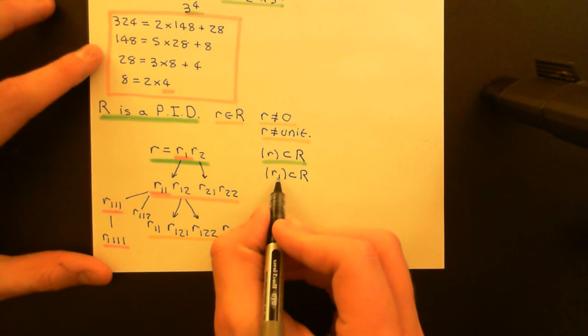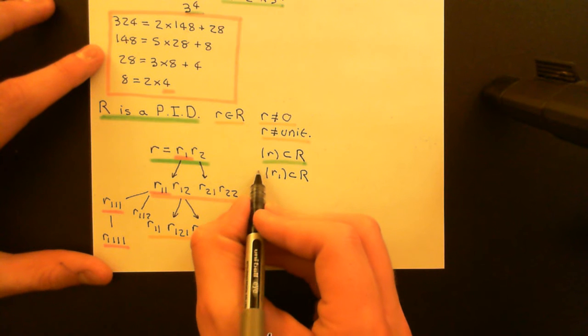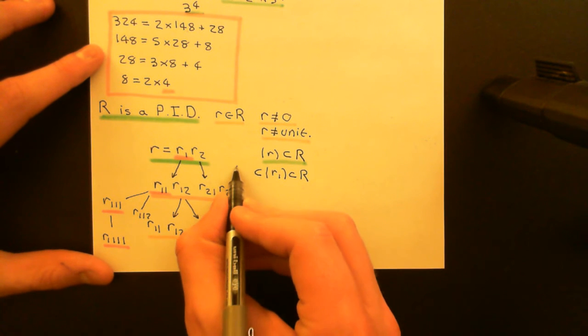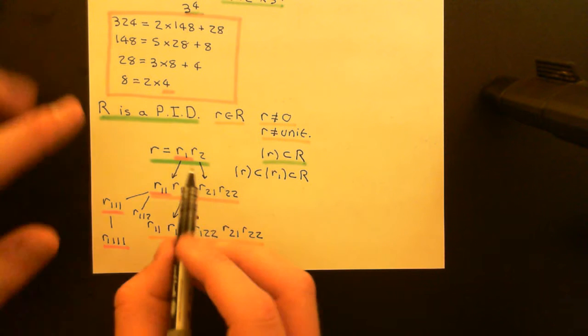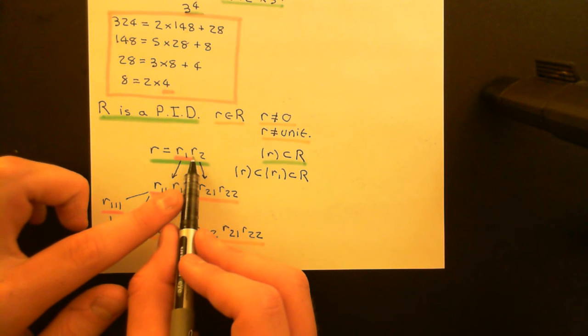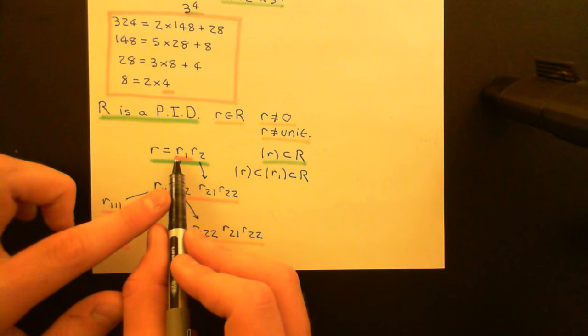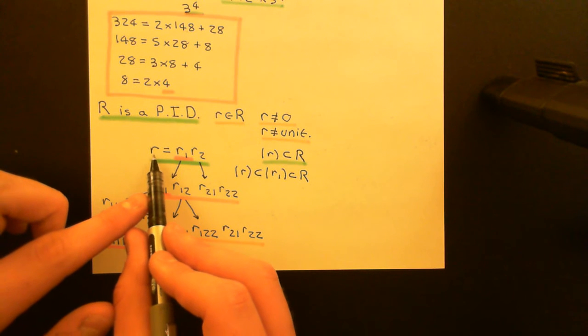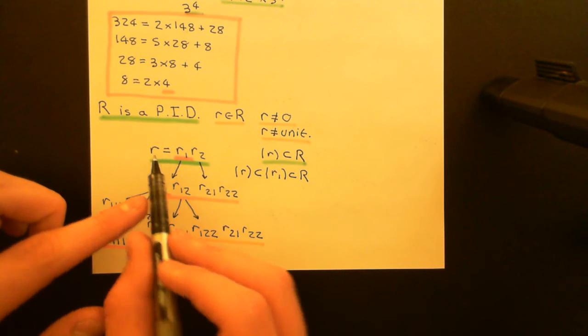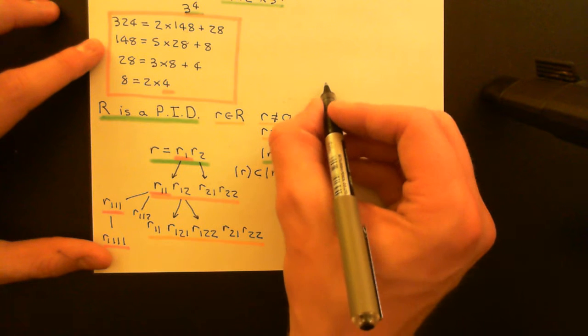The other thing that I can say about the principal ideal generated by R1 is that it's going to itself properly contain R. Now why is that? Well, it's because R2 is not a unit. Okay, and that then implies that the principal ideal generated by R1 properly contains the principal ideal generated by R. Now firstly, let me just prove this as a little aside.